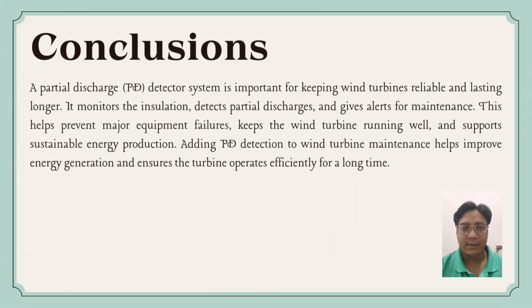For the conclusion, a partial discharge (PD) detector system is important for keeping wind turbines reliable and long-lasting. It monitors the insulation, detects partial discharge, and gives alerts for maintenance. This helps prevent major equipment failures, keeps the wind turbine running well, and supports sustainable energy production. PD detection in wind turbine maintenance helps improve energy generation and ensures the turbine operates efficiently for a long time.